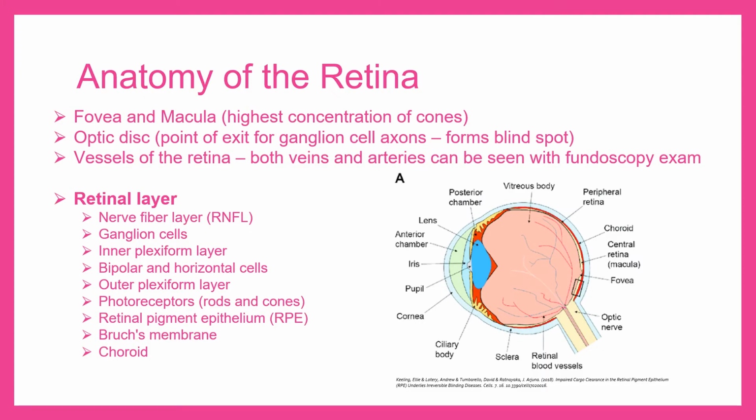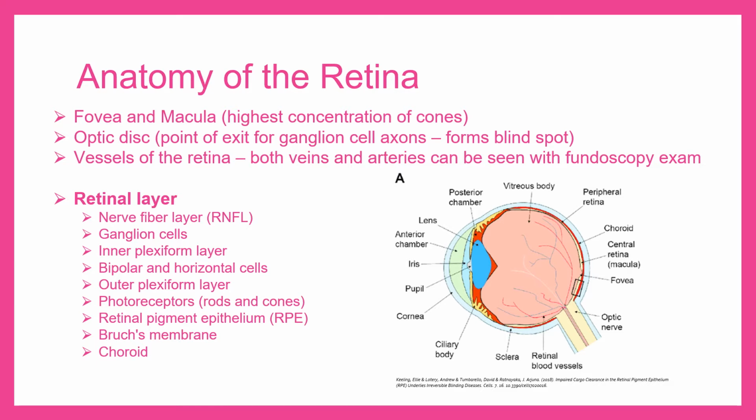Before we move on, it will be prudent to know the anatomy of the retina. The fovea and the macula have the highest concentration of cones, and the light that converges here is what makes up our central vision. The optic disc is on the nasal part of the retina, and this is the point of exit for all the ganglion cell axons from the retina. Ironically, the light that converges here cannot be interpreted in the brain, and thus forms a blind spot.